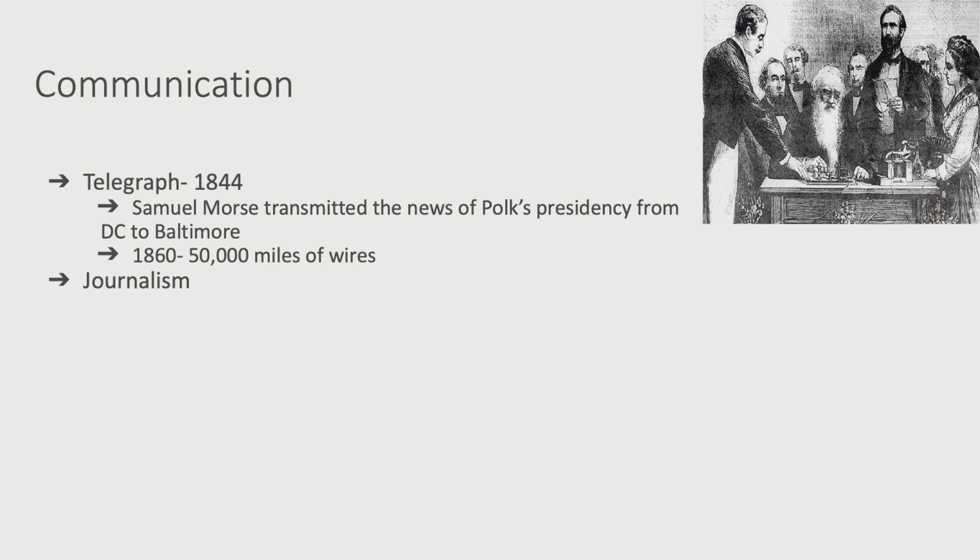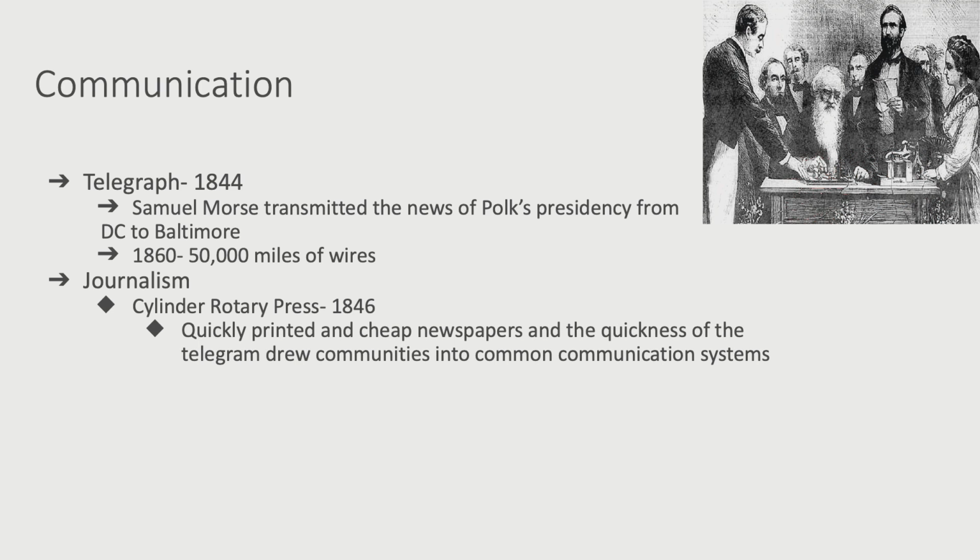During this time, we also see an increase in journalism. One of those being from the creation of the cylinder rotary press in 1846. This made it quicker and cheaper to print newspapers, and with the quickness of the telegram, breaking news alerts could be sent from different towns to other states and other towns via telegram, and then it can be in an hour or two printed out on a newspaper and ready to sell to the citizens of that town, instead of having to wait a day or 2 days for the news to get there and then the newspaper being printed out. So that really increased the availability of news via the newspapers.